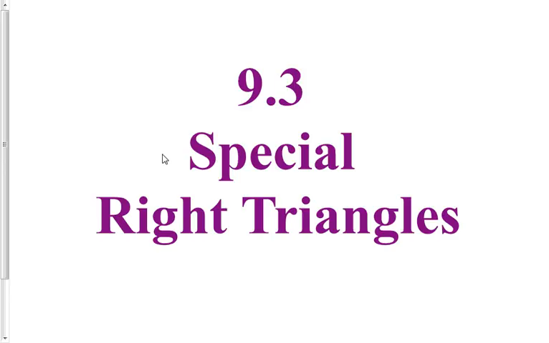All right. Section 9.3, special right triangles. We're going to talk about two special right triangles today. They're special because they have special characteristics. We've been talking about applying the Pythagorean theorem to right triangles. The Pythagorean theorem only applies to right triangles, and it will continue to apply to right triangles. But we're going to look at some shortcuts of some special right triangles.